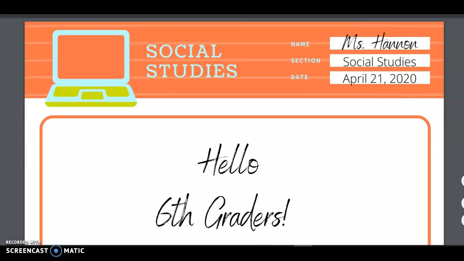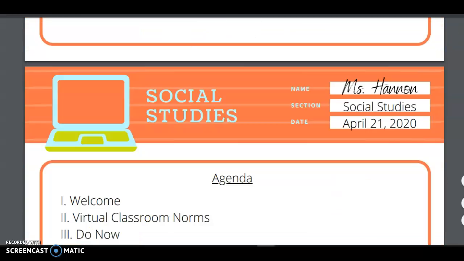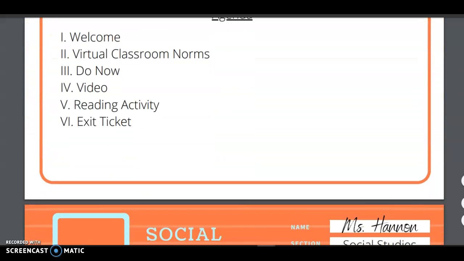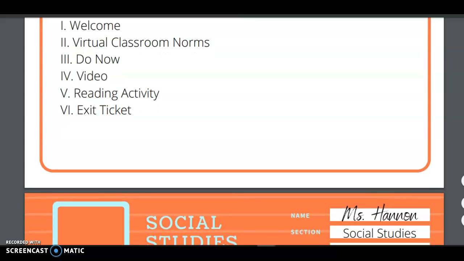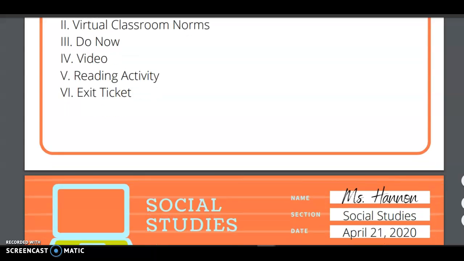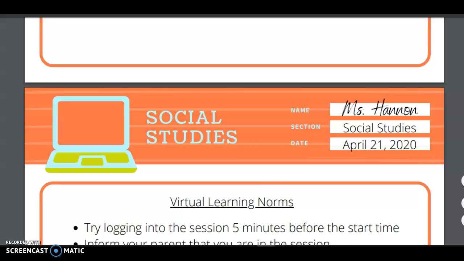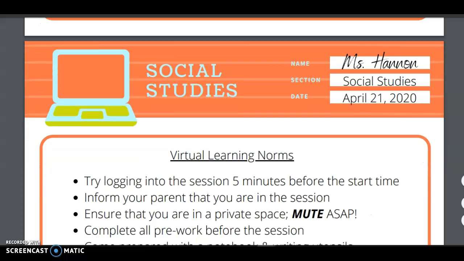So we're going to go through the presentation. Hello, sixth grade, and welcome. Our agenda for today includes a welcome, our virtual classroom norms, our do now, a video which we won't see during this presentation, but you can log out and look on Edmodo for that video. It is on Edmodo. A reading activity. We're going to review our reading activity. The title of that article was Deforestation is Threatening the Amazon Biodiversity and Its Carbon Sponge. And an exit ticket. That's going to be a quiz on Edmodo and a writing sample in Newzilla.